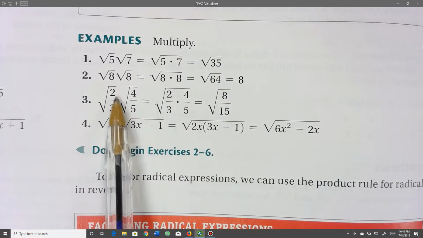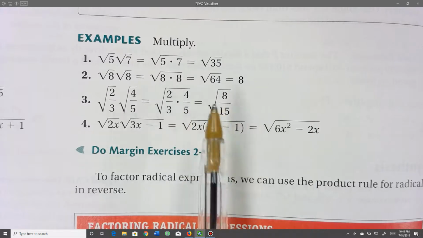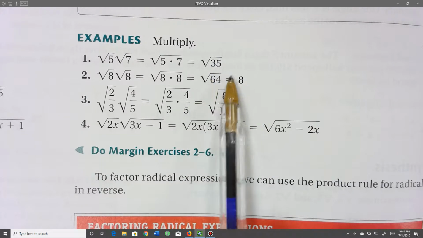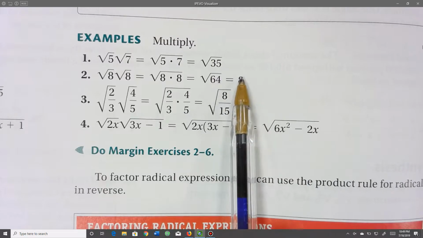Include the multiplication sign there. Multiply together and simplify if you can. See, because here the square root of 64 is 8. Okay.